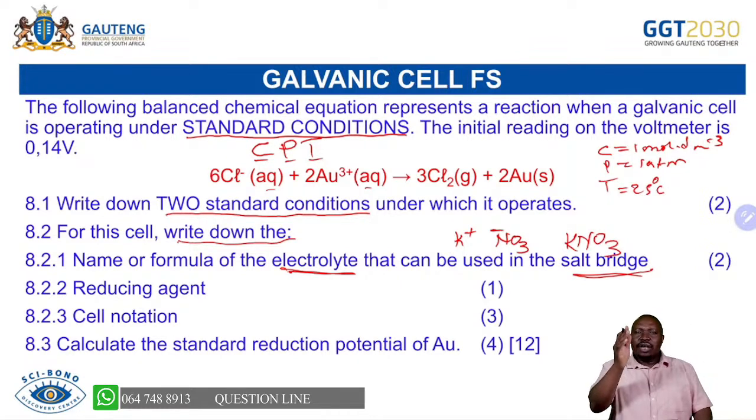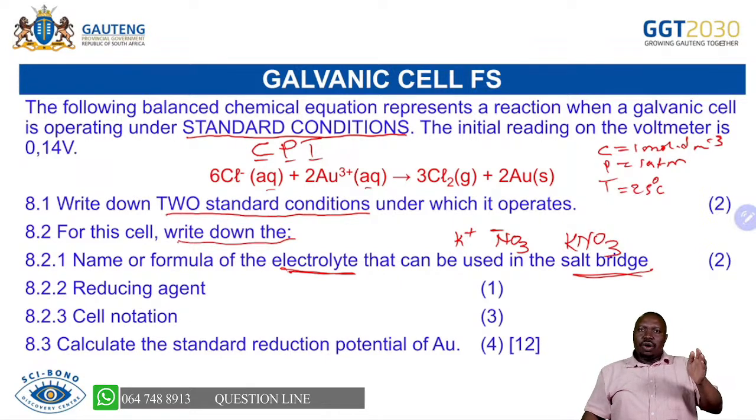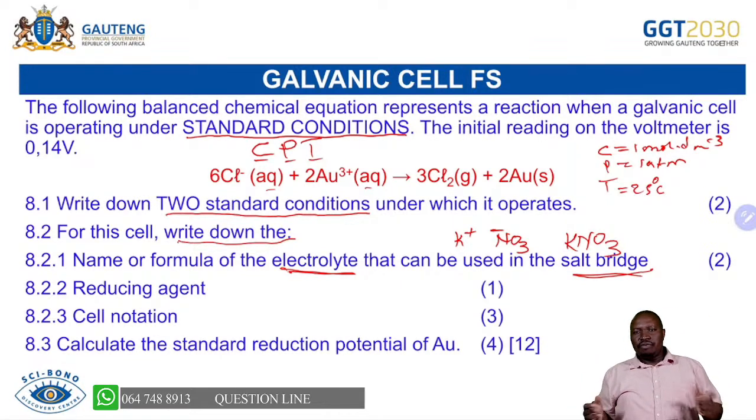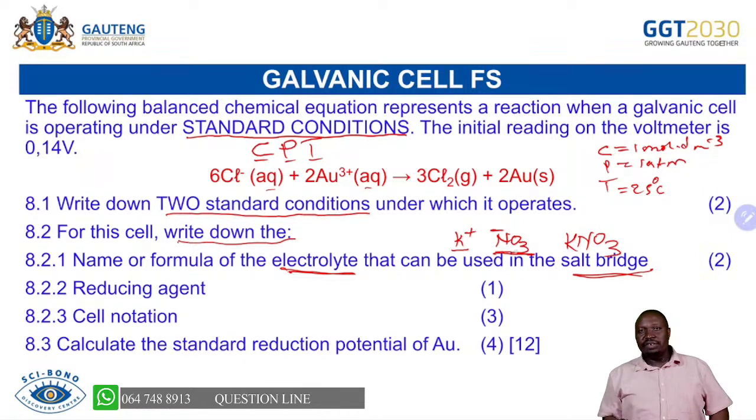Remember, learners, the cation would always flow towards the cathode. The anion would always flow towards the anode. For both these cells, you've got to have that understanding that cations will go towards the cathode and anions will go towards the anode, because this is a negative electrode. Then the anions will go there to maintain neutrality. So please don't forget how the neutrality is maintained.